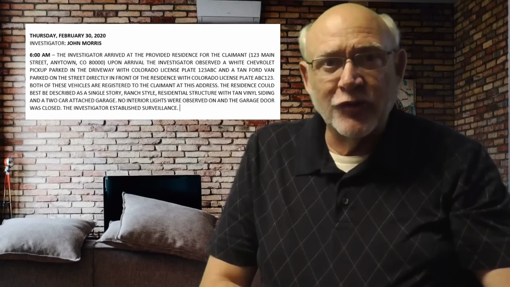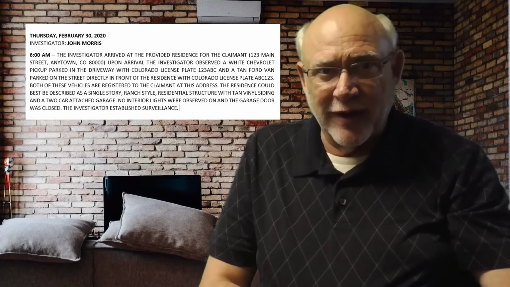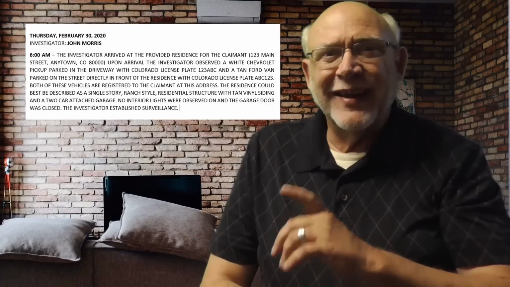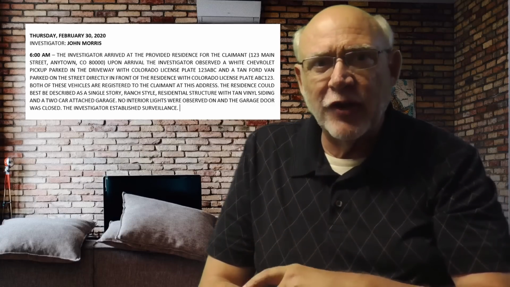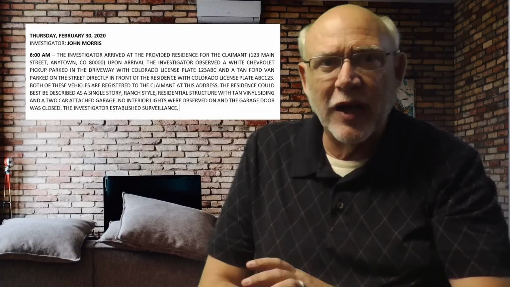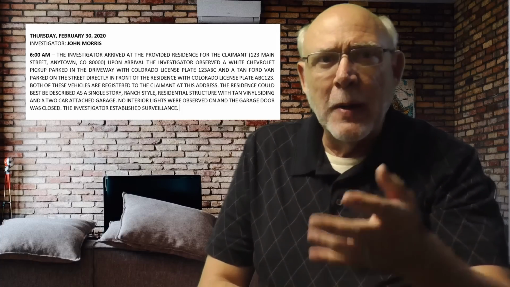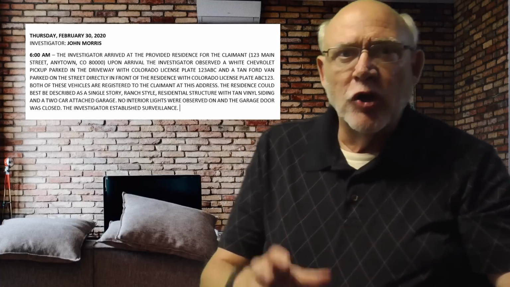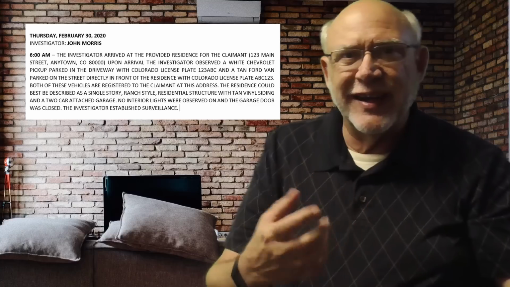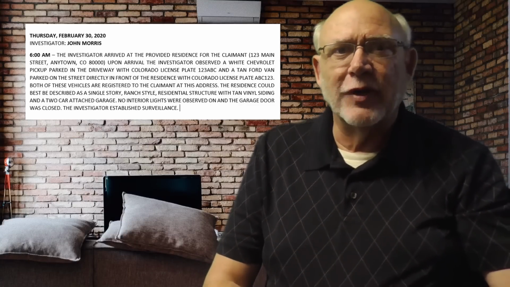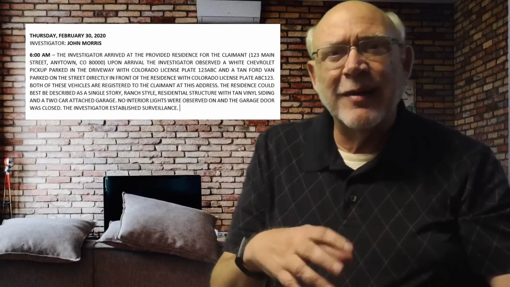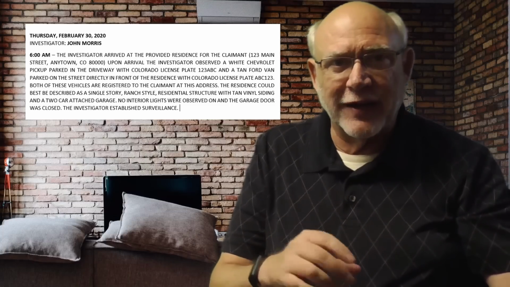This is a good way to start the timeline. Thursday, February 30th, 2020. Investigator, John Morris. Now notice the bold fonts. Now you can format it to your liking, but whatever you do, whatever you make bold, make it consistent through your report. Don't do day 1 in bold, and then day 2 in bold and italics, and then day 3 in just plain text. The time entries then go next for that day.